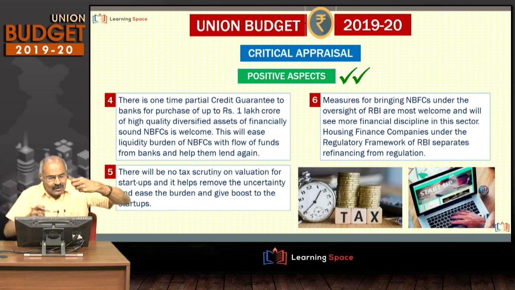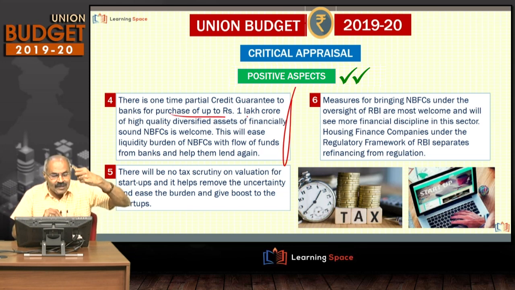Then the next one is, there is a one-time partial credit guarantee to banks for purchase of up to rupees 1 lakh crore of high quality assets of NBFCs. Friends, this will solve the liquidity problem of NBFCs. At present, NBFCs are suffering from liquidity.